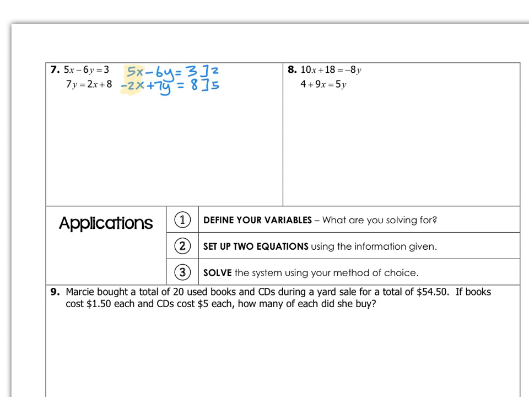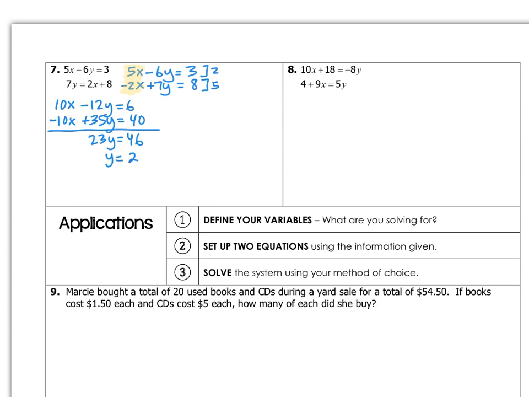So the top one by 2 would give me 10x minus 12y equals 6. The bottom would give me negative 10x plus 35y equal to 40. All right, so now if we add these together, the x's cancel, which is what I want them to do. The y's, let's see, that would be 23y equal to 46. And if I divide by 23, you get 2. All right, so we know that's y.